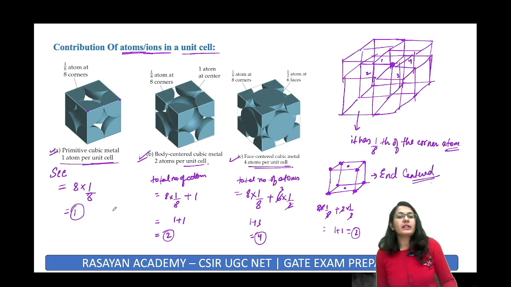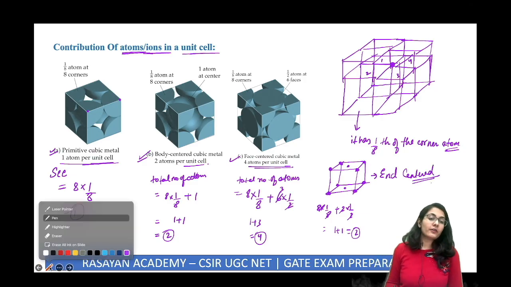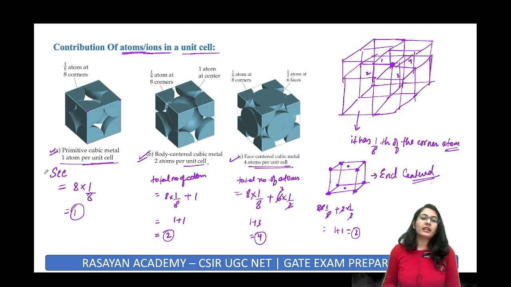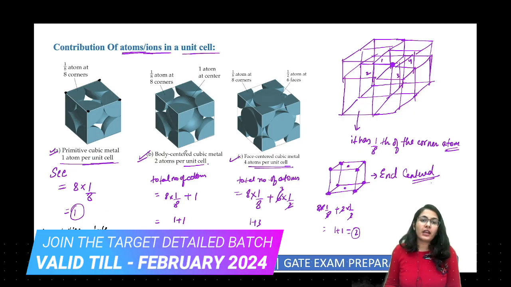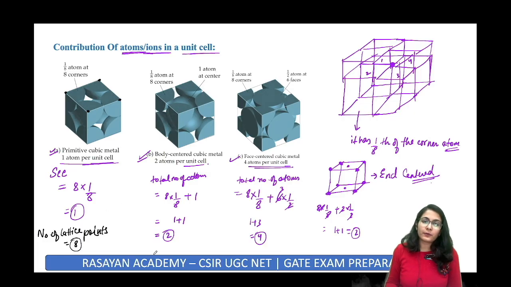Now, if a questioner is asking you what are the total number of lattice points, अगर उसने number of atoms नहीं पूछा, they are asking you number of lattice points. What will you say? In the SCC, number of lattice points मतलब कि at how many different points your atom is present. So here totally there will be 8. Alright, for the SCC. For the BCC, 8 plus 1, it is going to be 9.